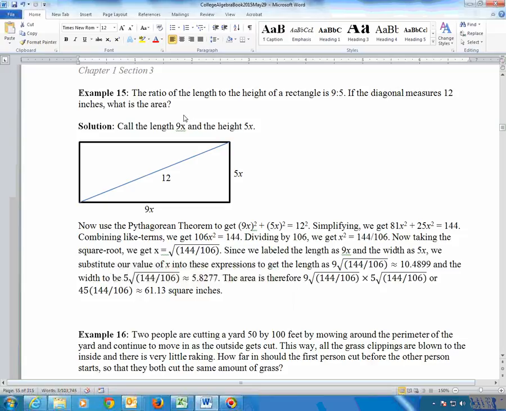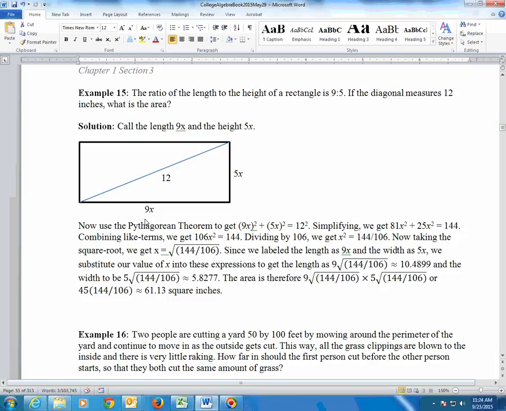Okay, here on example 15 it says the ratio of the length to the height of the rectangle is 9 to 5. If the diagonal measures 12 inches, what is the area? Okay, so the way to do this is when they give you a ratio like this, that doesn't mean that this is 9 inches and this is 5 inches. It just means that this is 9 times some unknown value, and this is 5 times some unknown value.